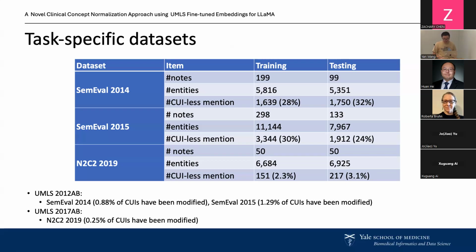As a result, about 0.88% of CUIs in the SemEval 2014 dataset, 1.29% in the SemEval 2015 dataset, and 0.25% in the N2C2 dataset have been modified or removed. So we corrected these CUIs using the UMLS API before training and testing our framework.